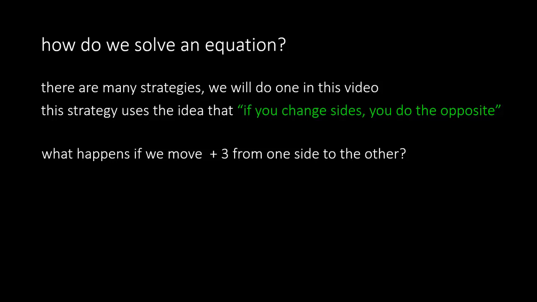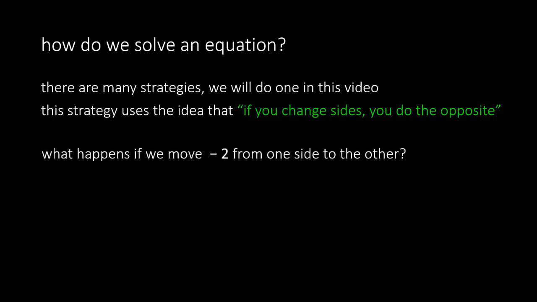What happens if we take plus 3 and move it from one side to the other? So see that plus 3 on the left there. What would happen if I moved that to the right-hand side? Well, it would do the opposite. And what's the opposite of plus? Let's see it go. It goes over there, and it becomes a minus. We moved the plus 3 from the left to the right, so it had to do the opposite on the right.